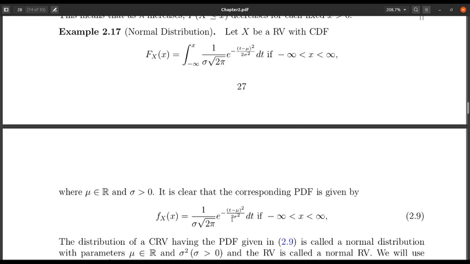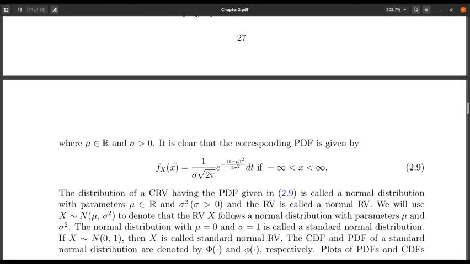And in this case, the distribution of a continuous random variable having this PDF is called a normal distribution with parameters mu and sigma square. Note that if I change mu or if I change the value of sigma, the PDF changes. So these two are parameters. So this is called with parameters mu and sigma square, and we denote it by X follows N(mu, sigma square). Note that I need sigma greater than 0, otherwise this will not be a PDF because if sigma is negative, this whole quantity will be negative.